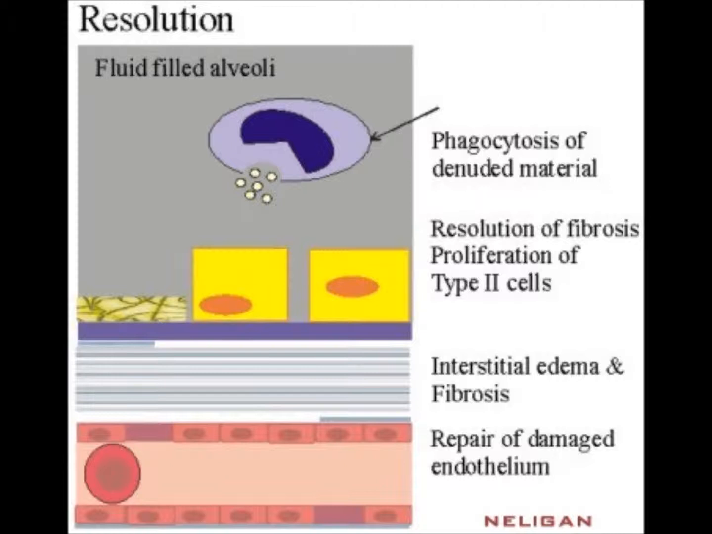The surface area for gas exchange is significantly reduced because the interstitium is fibrotic and therefore hypoxemia continues. Pulmonary hypertension results from pulmonary vascular destruction and fibrosis.